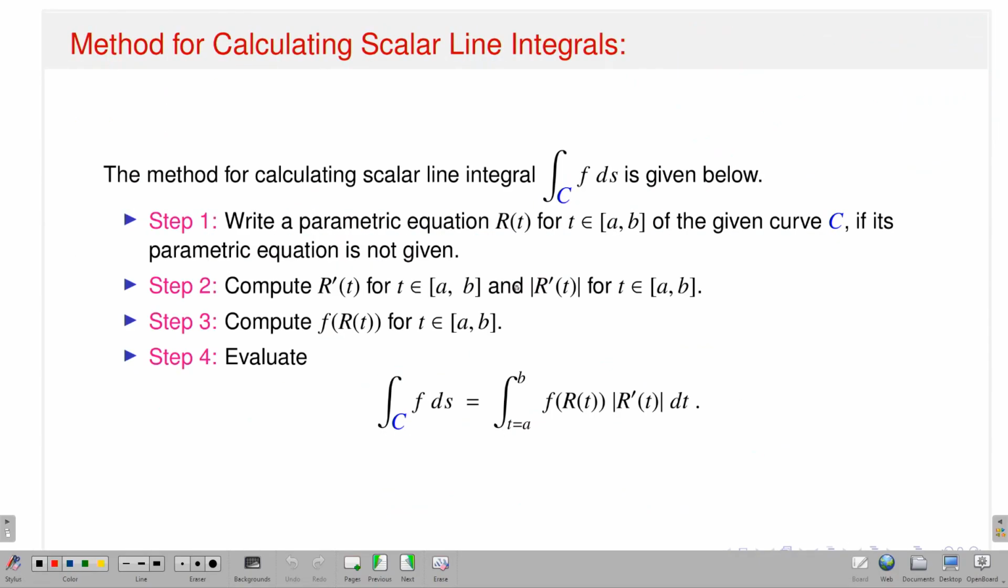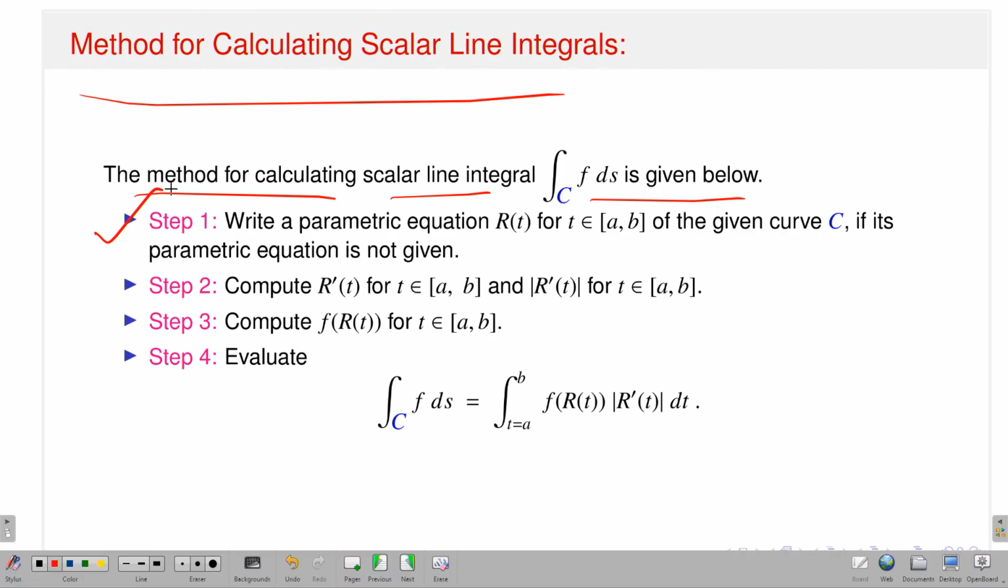Now I will give some methods for calculating the scalar line integral. That means if I give some problem, say, calculate this scalar line integral, how do you calculate it? There are a couple of methods; if you follow them, you will be able to calculate it. I have written the method for calculating the scalar line integral given below. What are the steps you have to follow? So step 1.